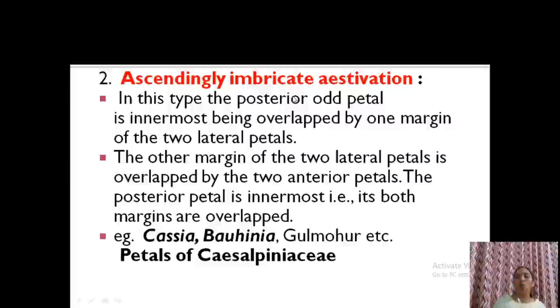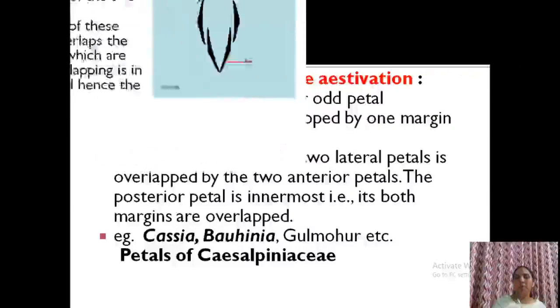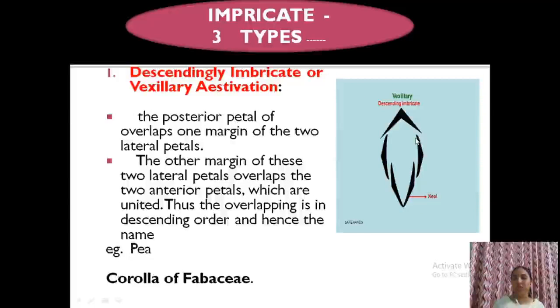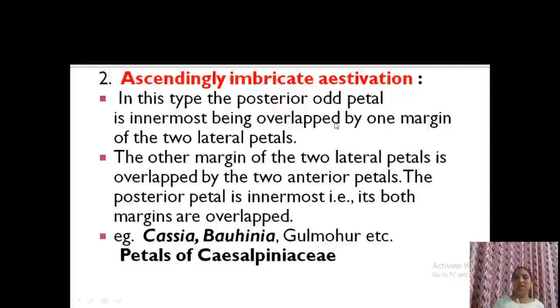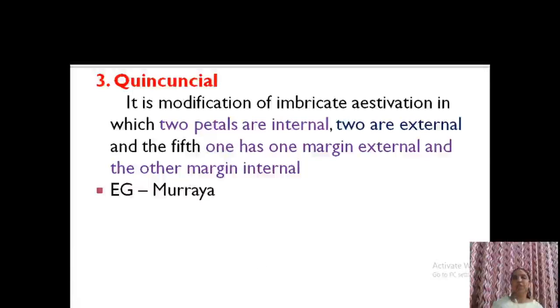Here the posterior odd petal, meaning the posterior large single petal, is innermost. But what about this condition? The posterior large petal is outside. So just remember that. Posterior large petal outside, others inside, coming like that. In ascendingly, posterior large petal inside, others outside. So this is descendingly imbricate, vexillary, a characteristic feature of the Fabaceae family. The other one is ascendingly imbricate, a characteristic feature of the family Caesalpiniaceae. Clear? Okay. Then the next imbricate aestivation is quincuncial aestivation.